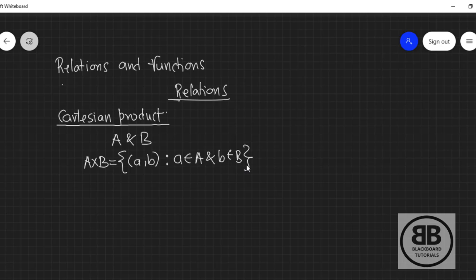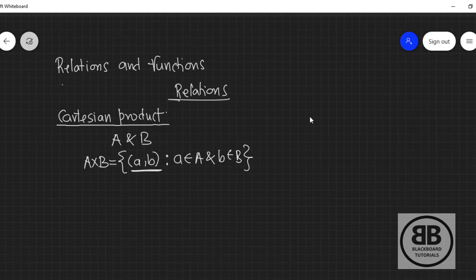So what is the Cartesian product? The Cartesian product is the set of all ordered pairs. So what do we mean by an ordered pair? It means we have to place the elements, and that placing is done in a definite order. And what is that order? The first element should belong to set A, the first set, and the second element is placed from the second set B.